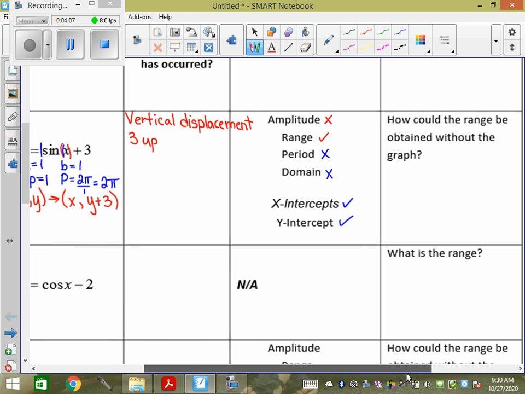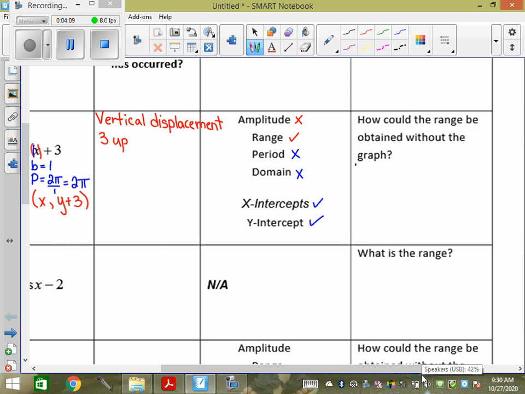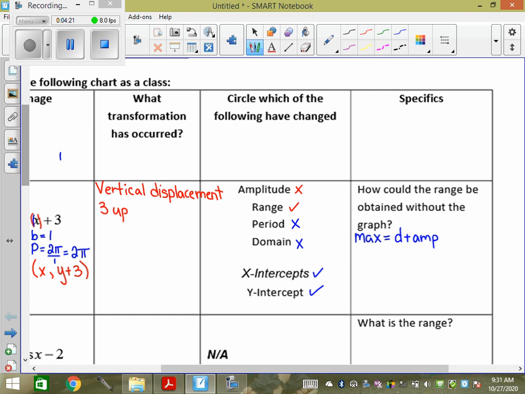How can we do the range? Remember, same rule. So our max is our d plus our amplitude. Our d yesterday was always 0, correct? Remember our equation for sine is y equals a sine b, x minus c, plus d. You need to have a 1 in front. It's the same letters as before, right? We just have that sine and cos in it. It's actually at the bottom of your formula sheet too. The 2 formulas in the bottom of the formula sheet.